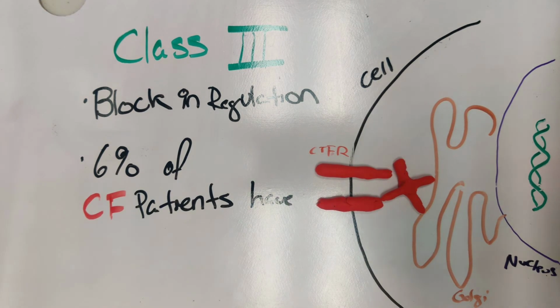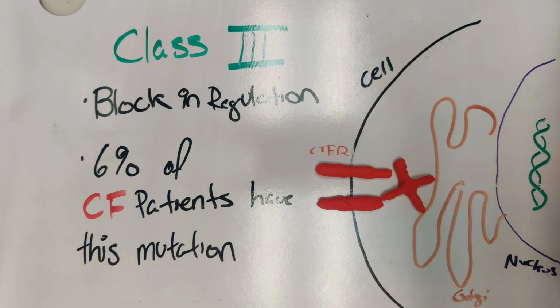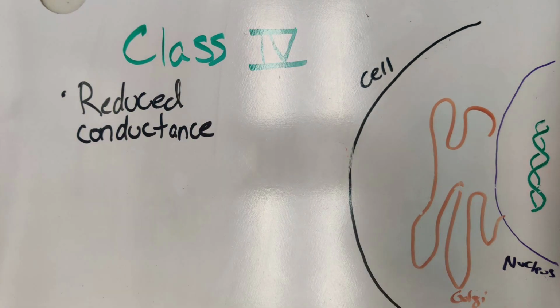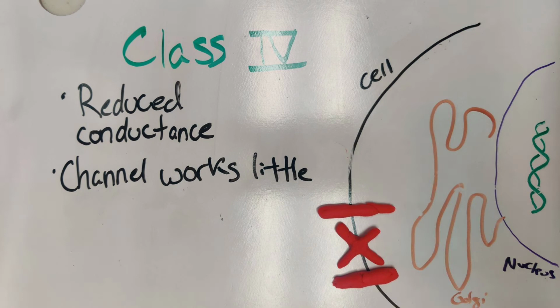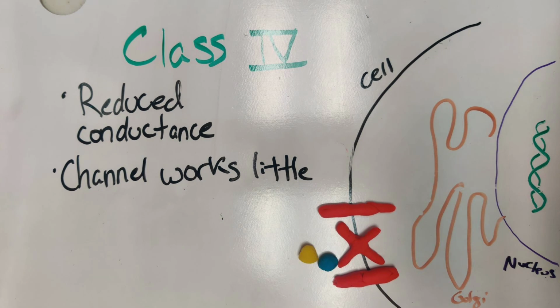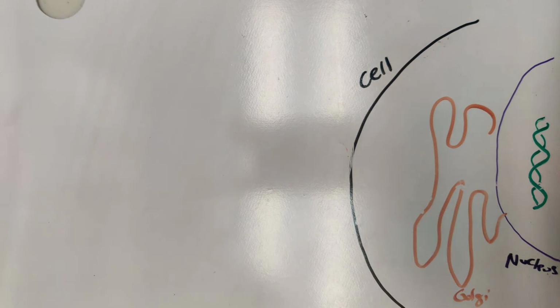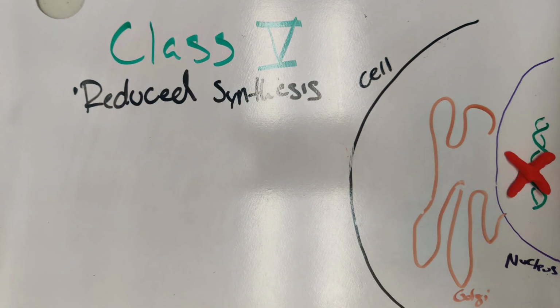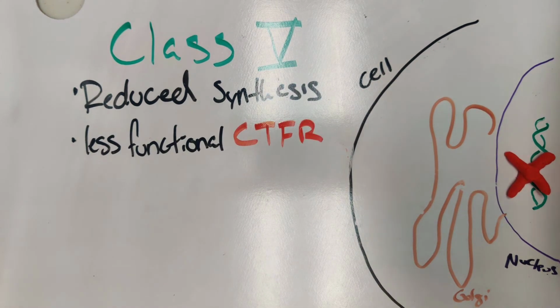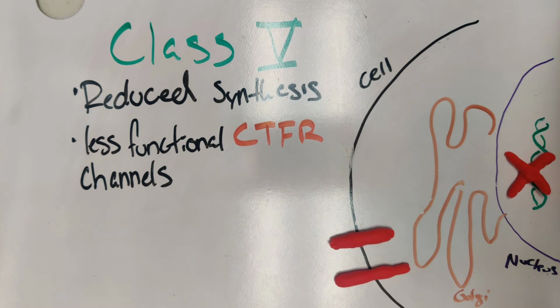6% of cystic fibrosis patients have this mutation. In class 4, there is reduced conductance with the CFTR protein. This means the channel works a little bit, but not as much as it should. 6% of cystic fibrosis patients have this mutation. In class 5, there is reduced synthesis, which means they're all functional CFTR proteins, just less of them.